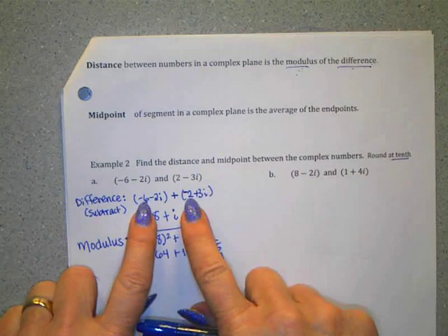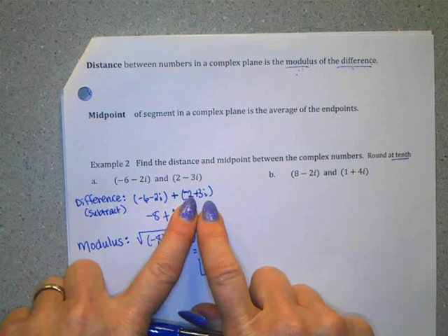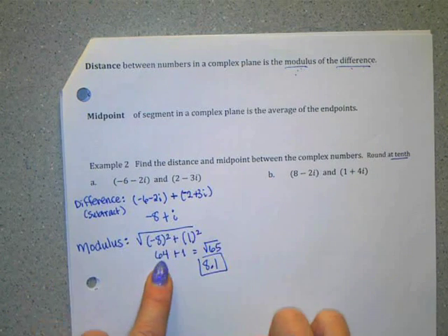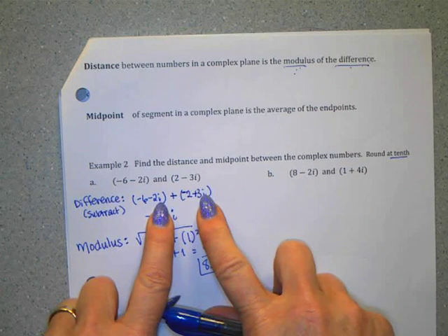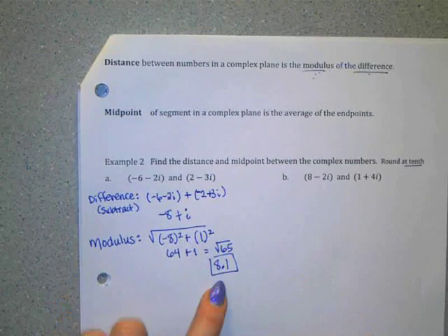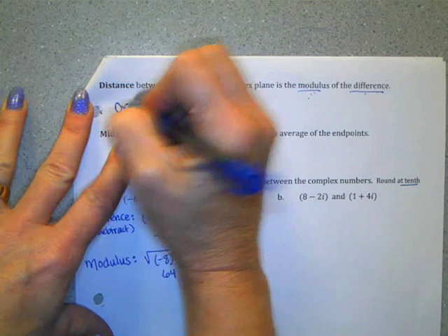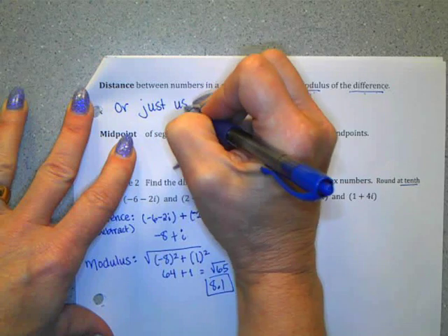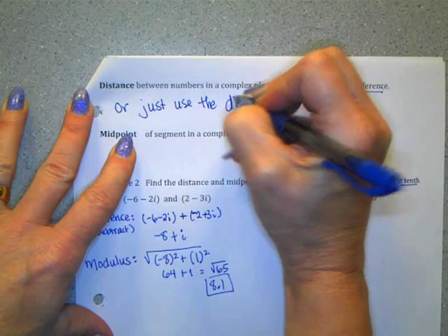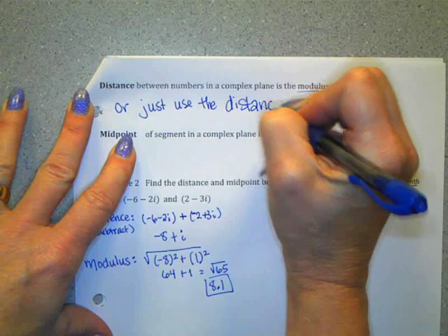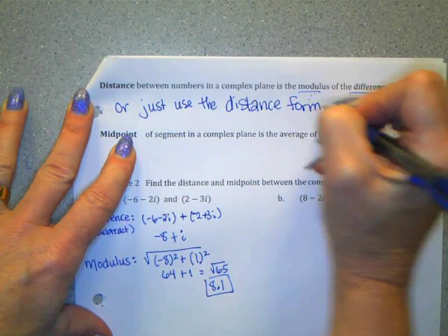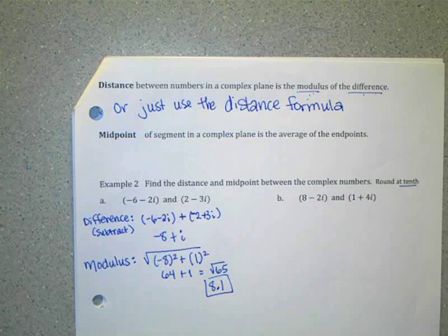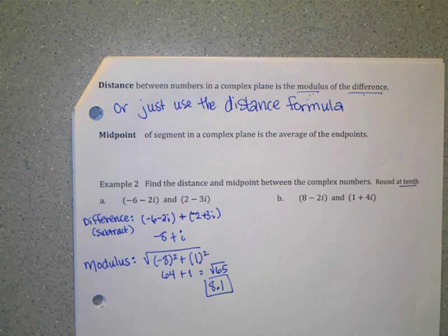We subtract our x's, so it's negative 6 minus the 2. Remember, we subtracted and we're at negative 8. Then we square it. You subtract your y's, or in this case your b part, and you square it. So you could also just use the distance formula, and that is how I would suggest we do it, rather than doing their way of defining it by doing the difference and then finding the modulus of the difference. Let's just use that nice compact formula that they gave us.